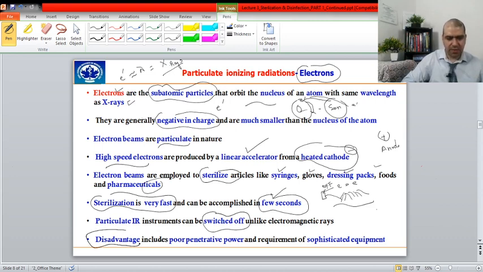There are some disadvantages as well. The disadvantage here is the poor penetrative power, because gamma radiations are higher in energy than electrons, which are the same wavelength as that of X-rays. And we also need sophisticated equipment for that, which we don't require in the case of gamma radiations, because there we use the disintegration of radioactive atoms. So there we cannot control this.